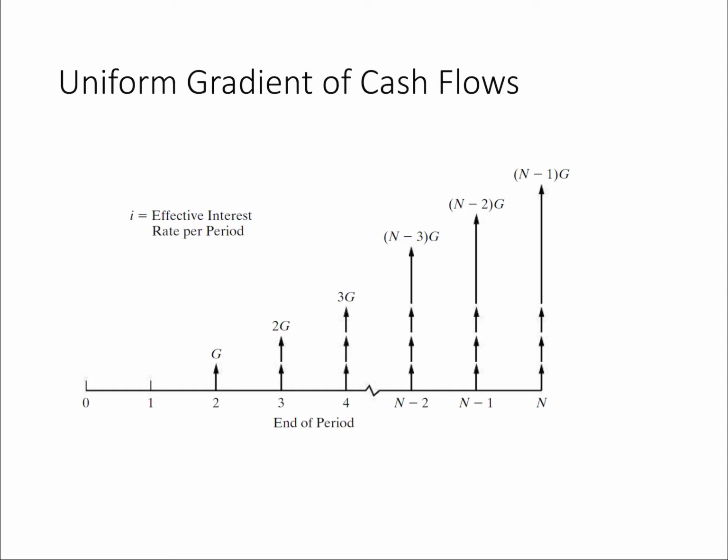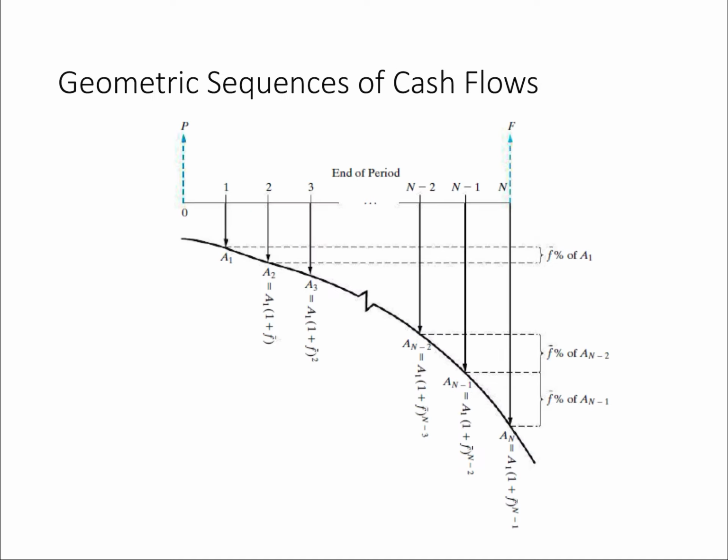And another special diagram is the gradient cash flows. Remember, everything starts from year 2, the end of year 2. Okay? It's not from 1, it's from 2. If you want to use the formula or the factor method given, you have to make sure your cash flow starts from year 2. If not, you have to do some conversion. But if it's a geometric sequence cash flow, it still starts at 1.